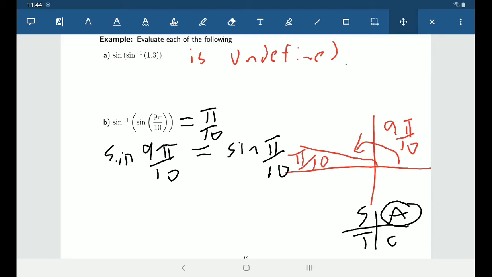Our angle was in quadrant 2, where sine is positive, so the angle sine inverse gives me back has to be in a quadrant where sine is positive, and that would be quadrant 1. And so sine of 9 pi over 10 and sine of pi over 10 were equal, which means that pi over 10 would be the output that I'd get from sine inverse.